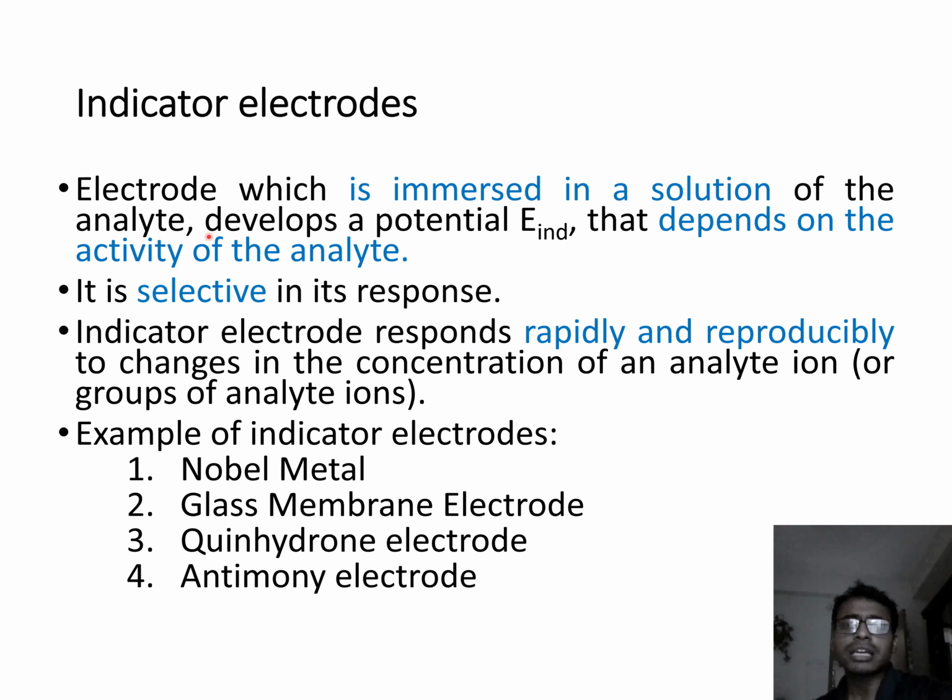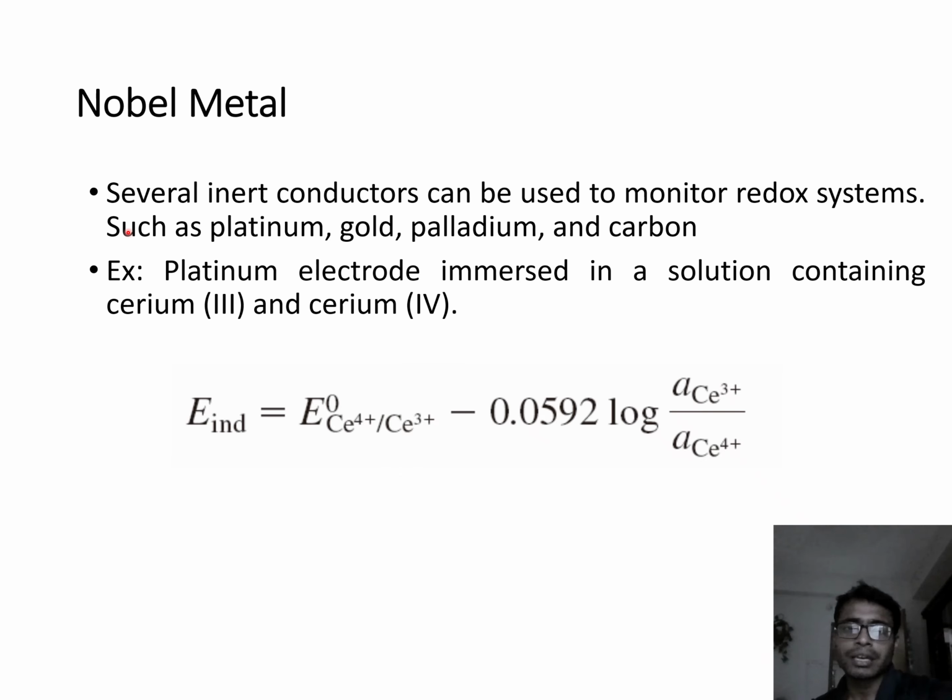So an indicator electrode, which is immersed in a solution of the analyte, develops a potential that depends on the activity of the analyte. It is selective in its response. The indicator electrode responds rapidly and reproducibly to changes in the concentration of the analyte ion or group of analyte ions. Examples of indicator electrodes are noble metal, glass membrane electrode, hydrogen electrode, antimony electrode. So noble metal: several inert conductors can be used to monitor redox systems, such as platinum, gold, palladium, and carbon.